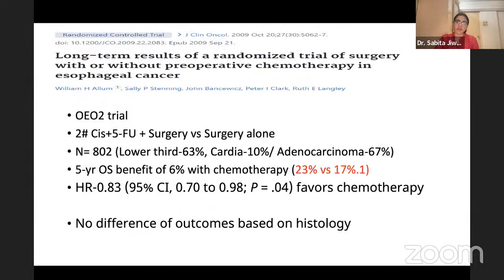So there was another study which came out from the UK, the OEO2 trial, where 2 cycles of cisplatin and 5FU were given. And this was compared to surgery alone. In this, the cardia or the junction tumors were around 10%. And they saw a 5-year overall benefit of 6% when you gave chemotherapy in addition to surgery. And this really got chemotherapy into vogue in the Western world, especially in Europe.